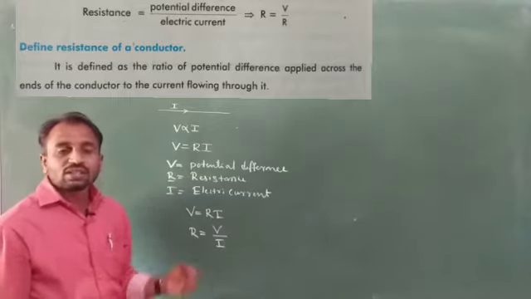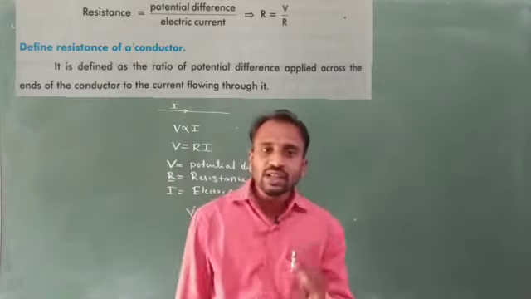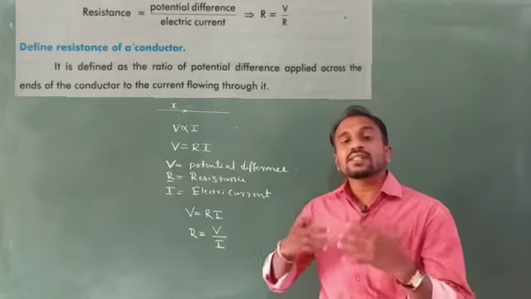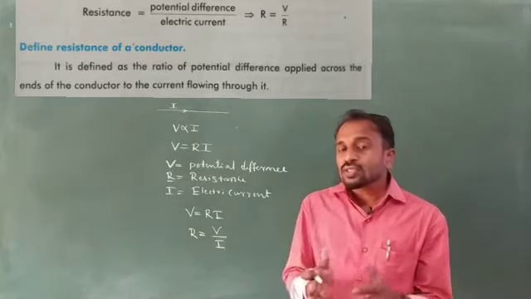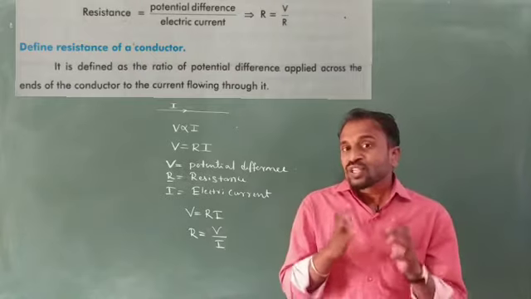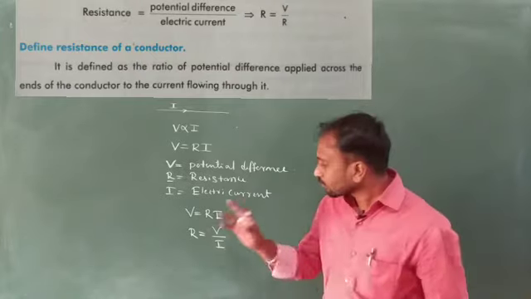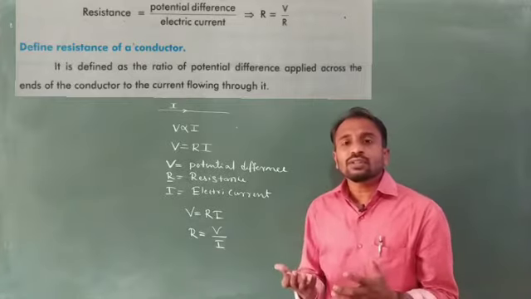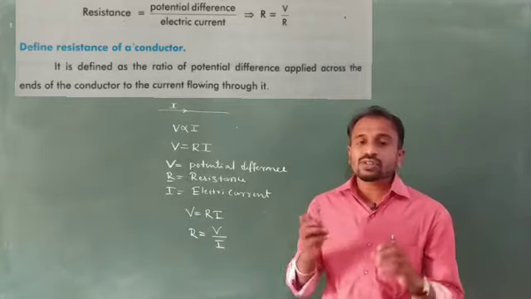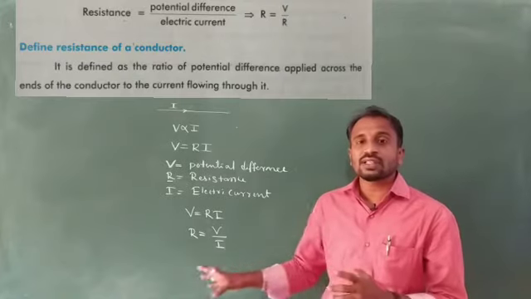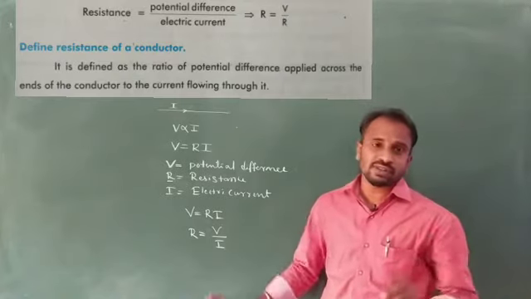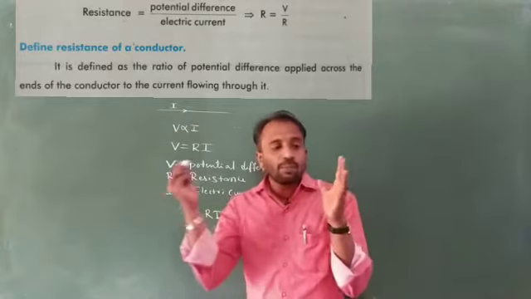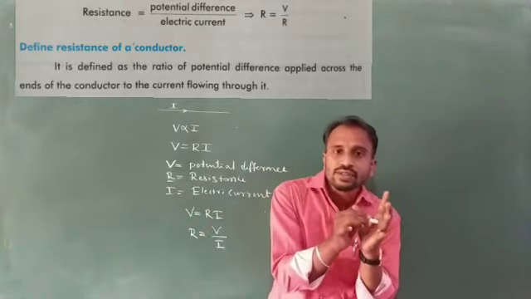Whenever the temperature of a conductor increases, automatically resistance increases. Why? Because of the meaning of resistance. Resistance means it opposes the flow of charges.